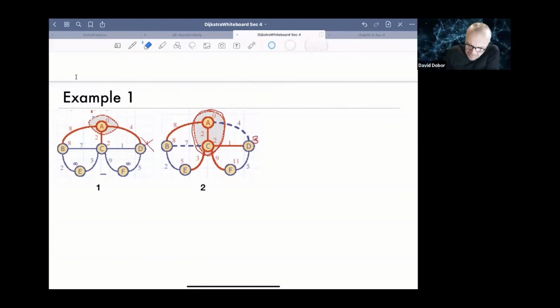Okay, maybe I should put it there. So that 3 got here because we erased the 4, the cost of 4 that we had of getting to D. Now, what's happening with B?